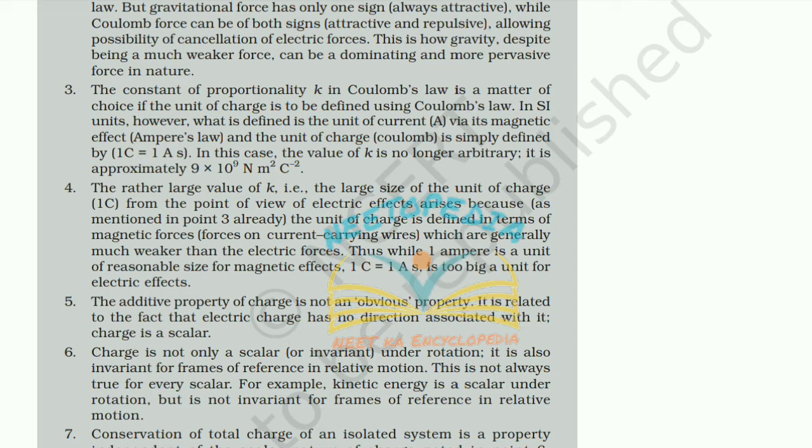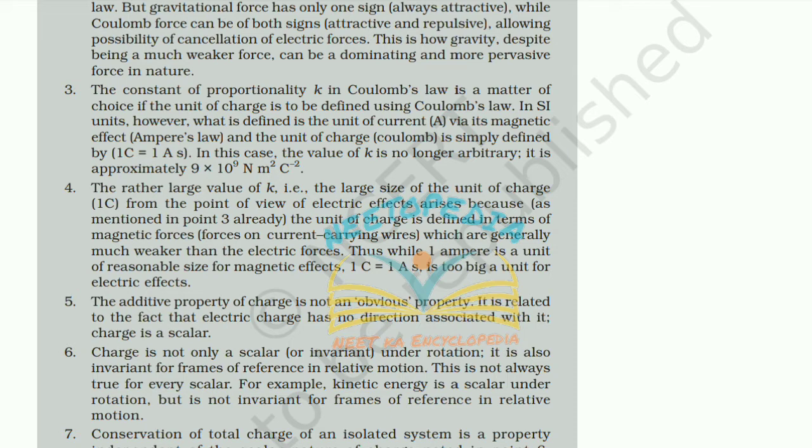Number 4. The rather large value of K, that is, the large size of the unit of charge, from the point of view of electric effect, arises because the unit of charge is defined in terms of magnetic forces, which are generally much weaker than the electric forces. Thus, while 1 ampere is a unit of reasonable size for magnetic effects, 1 Coulomb equals 1 ampere second is too big a unit for electric effects.